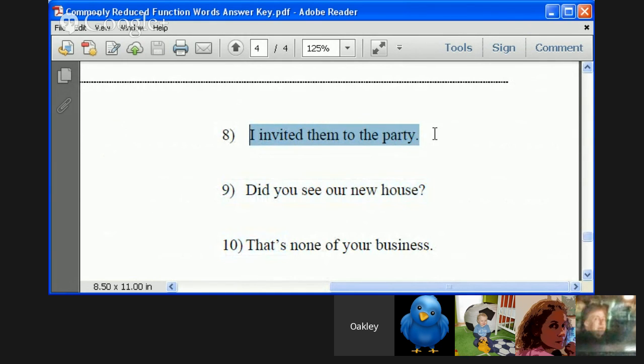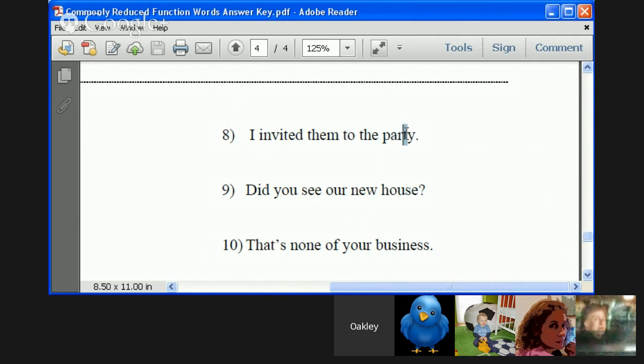Number 8. I invited them to the party. All right. To the party. Yeah, I invited them to the party. Oh, you're doing the D party. I invited them to the party. Okay. I invited them. To gets reduced. To the. Yeah. Exactly. Very good. To the party.